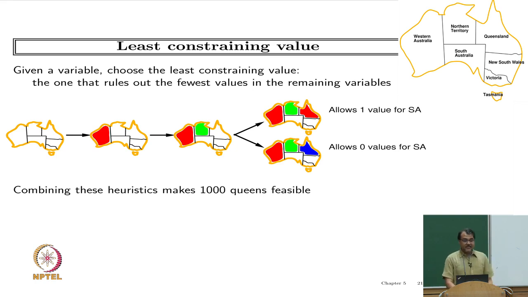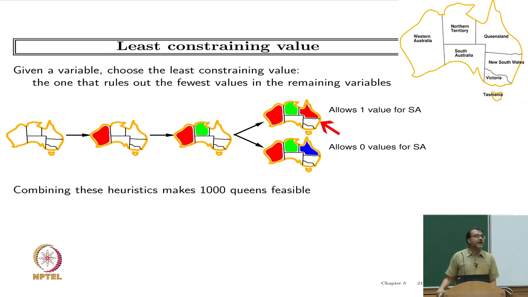So, initially everything is equal. So, we put Western Australia red, then when we are assigning Northern Territory, we assign it green, and then when we are going to Queensland, let us say, now we figure out which one is least constraining. By doing blue here, we have no possible value remaining for South Australia, and by doing red here, we have one possible value remaining for South Australia, and so this one is less constraining. So, let us try red first, and if you try red first, then it will not fail, you will actually find a solution.